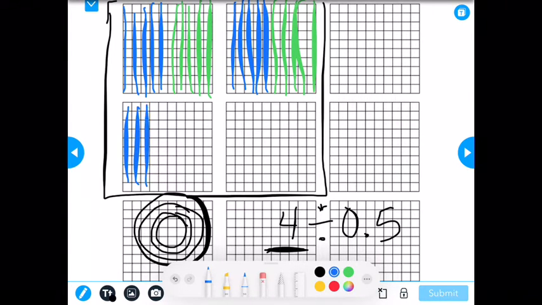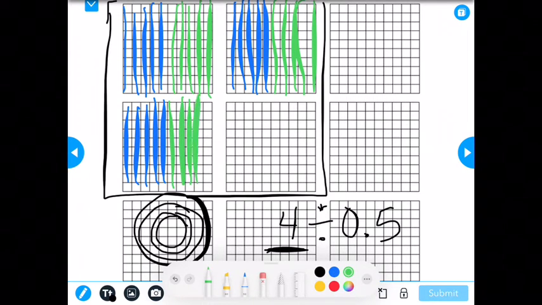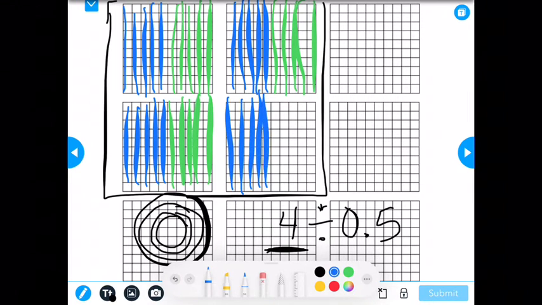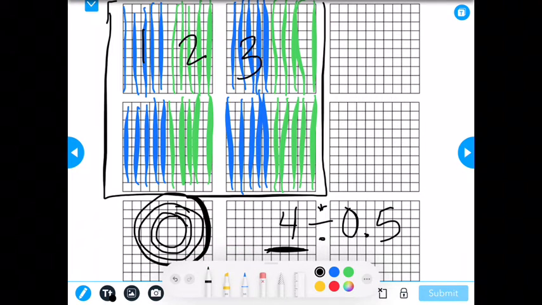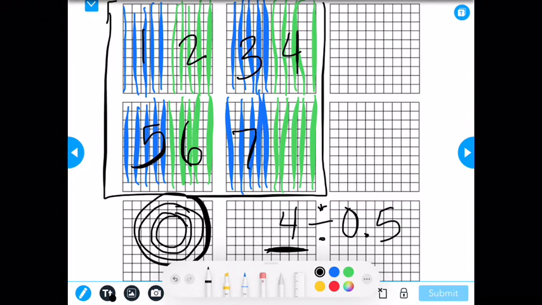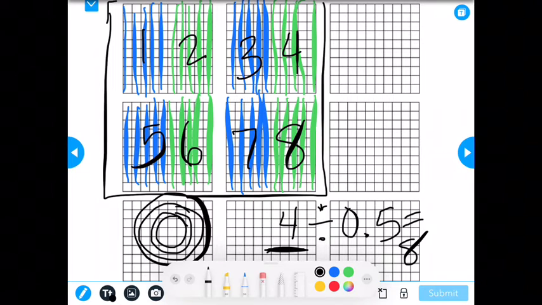I keep counting 1/10, 2/10, 3/10, 4/10, 5/10 in each group. So there is 1 lap, 2 laps, 3 laps, 4 laps, 5 laps, 6 laps, 7 laps, 8 laps. You would have to go 8 laps of 5/10 of a mile to get to 4 miles.